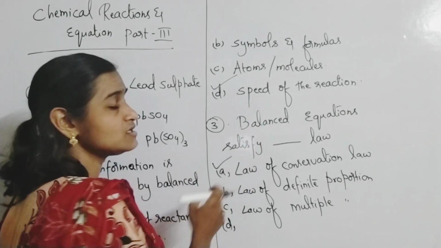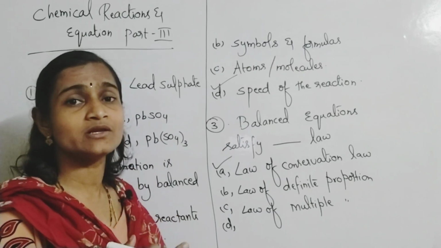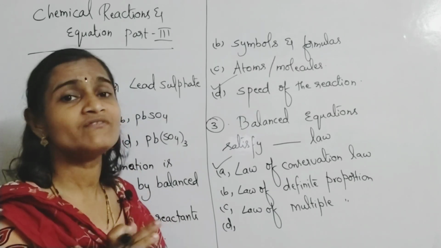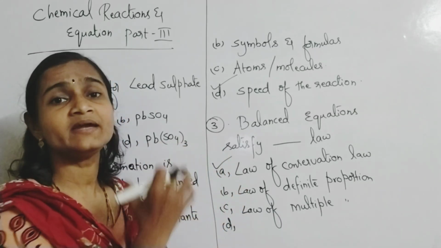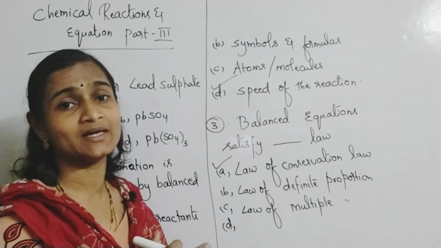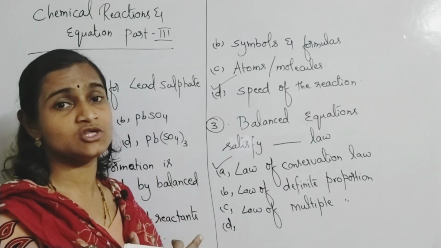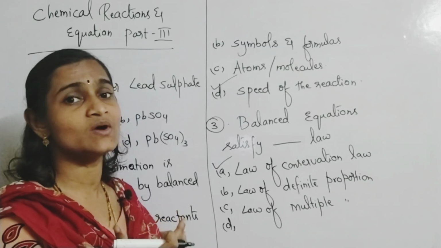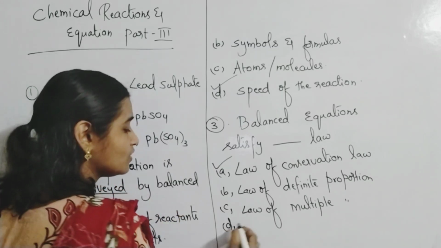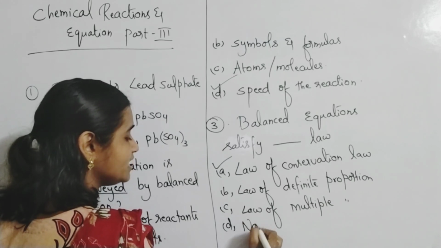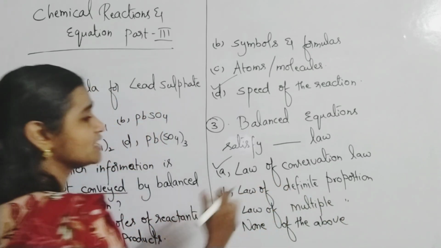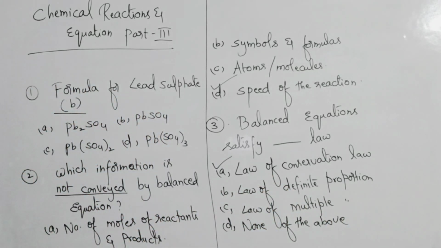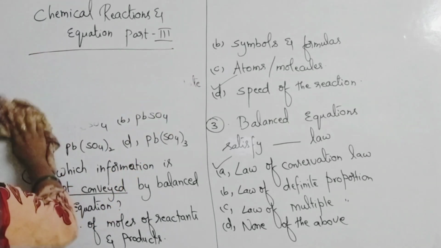But a balanced equation, which law is it following? Yes, it is following only the law of conservation of mass. Based on this, on the reactant side and product side, all the atoms must be equal. Then only we call it a balanced equation, or in other words you can also call it a stoichiometric equation. D is none of the above. So the answer I gave you is the law of conservation of mass. Balanced equations follow which law? Law of conservation of mass. Yes, next we'll go for the fourth question.